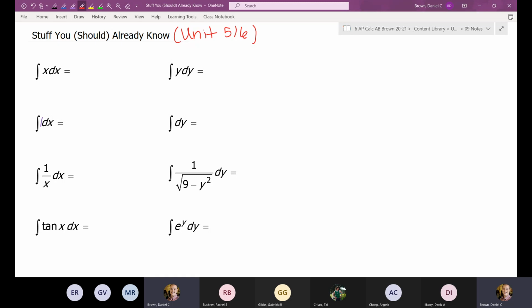Like if I say what's the integral of x with respect to dx, what's going to be that integral? 1/2 of x squared. Don't forget the plus c. We could also do the same thing in terms of y. What's the integral of y with respect to dy? 1/2 of y squared plus c.